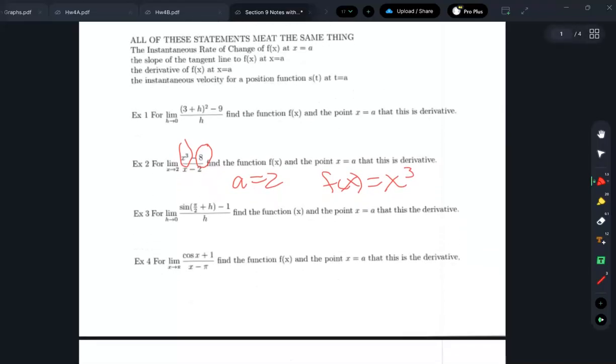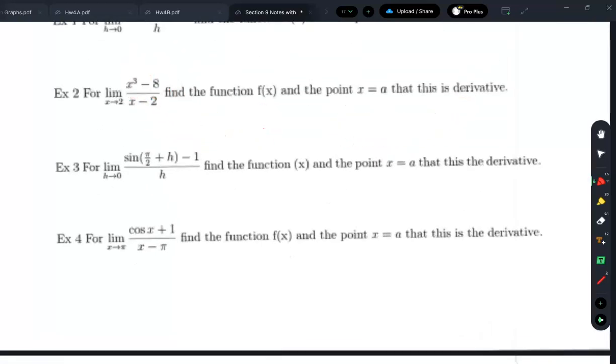All right, let's look at this one. This one here has the definition with h. So with h, this should be f of a plus h. Can you see that the a should be pi over 2? Because it's f of a plus h. Now let's think about what the function has to be. If I'm going to use f of a plus h, we're going to put it inside the sine function. So I think it's sine of x.